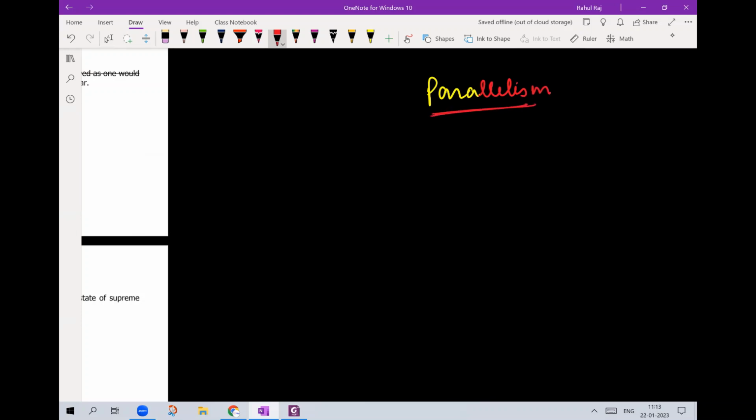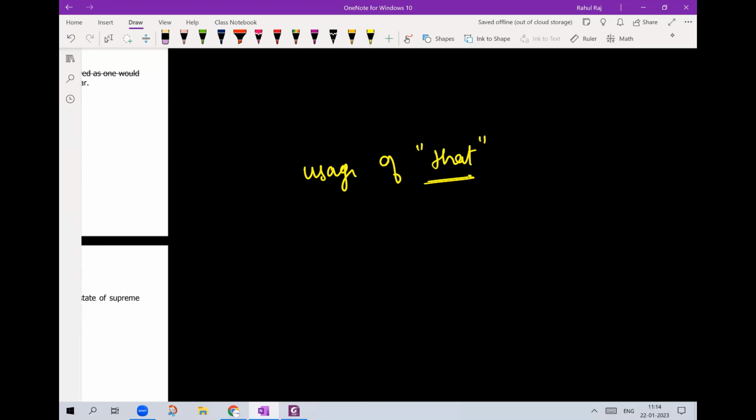Now, before we go to the actual parallelism, I'll come down to parallelism, but before we get into this, let's understand the uses of the word that. Guys, there are some very important words, like that, which. You should understand when to use that and when to use which. So before we get into parallelism, let's understand the uses of the word that.